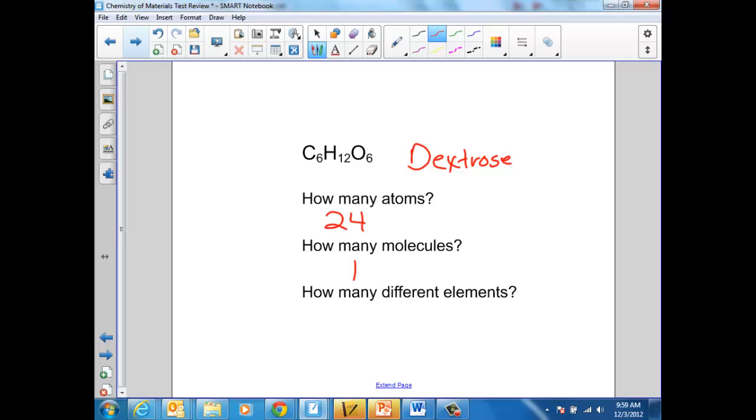Remember, molecules are made up of two or more atoms chemically bonded together. We've got 24 atoms here chemically bonded together, just one. Now, if I did this, Brady, how many molecules would I have? 3. Very good. All right. And then how many different elements? Claire? 3. And the different elements are carbon, hydrogen, and oxygen. Does that make sense to everybody?